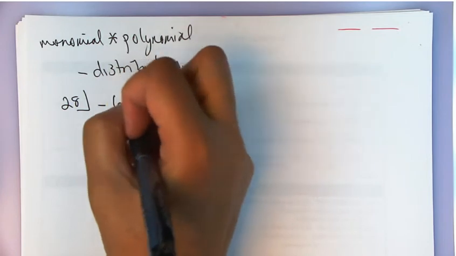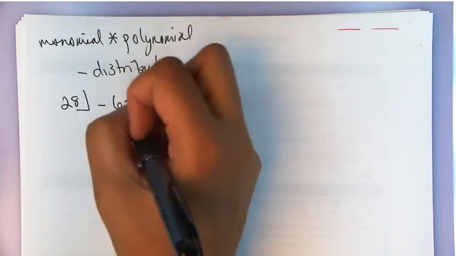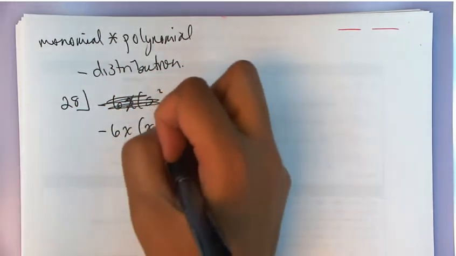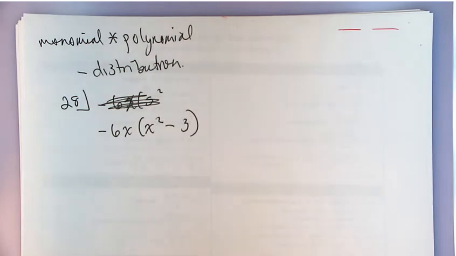Negative 6s times s squared. Remember, I don't like s's, so let's change it to x. Let me start all over. Negative 6x times x squared minus 3. So we're going to distribute. Remember, we're going to distribute to figure this out.